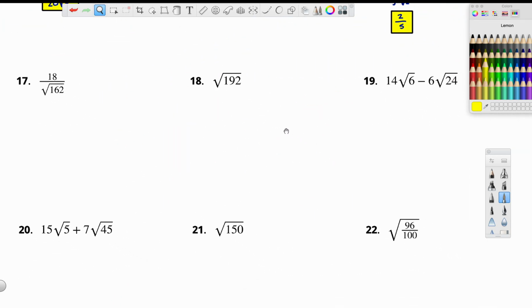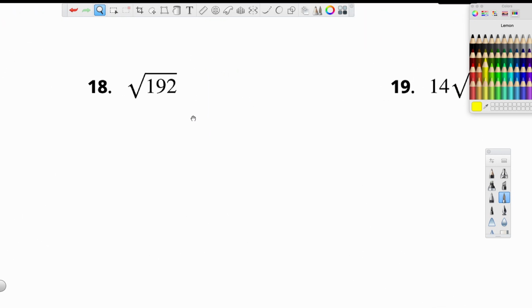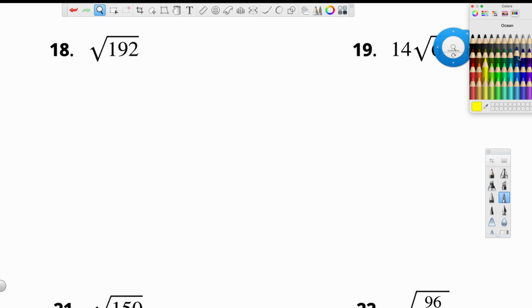Okay, let's see. 18. Okay, well, I'll do 18. 18 is good practice for our bigger factor tree. So 192, we can test it on a calculator. Take the square root of 192. It is not a perfect square. You will get an irrational number. So let's take 192. And we know it ends in an even number, so it's divisible by 2. So 2 goes into 192 96 times.